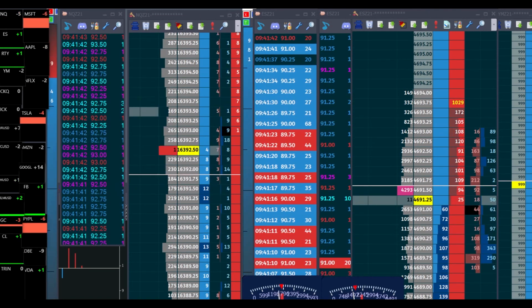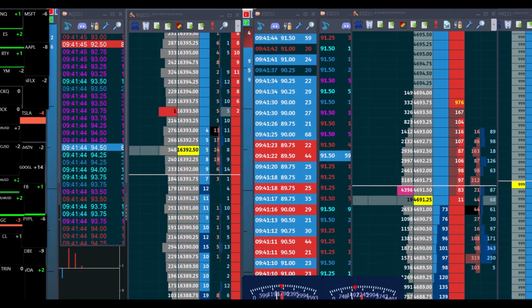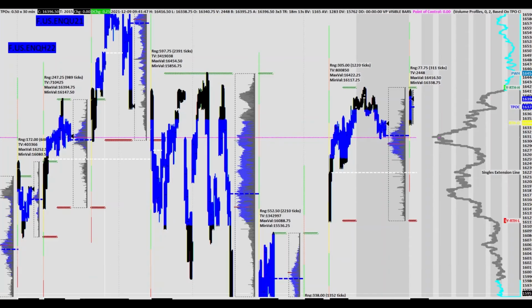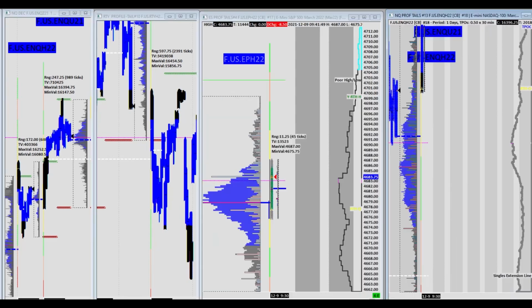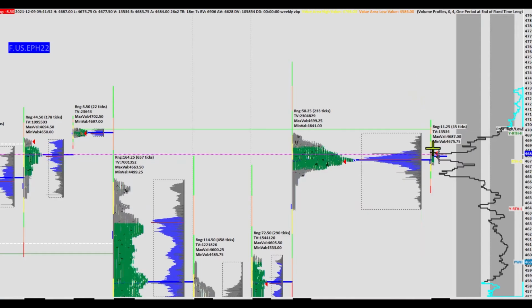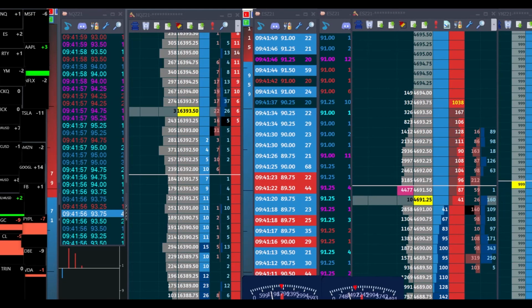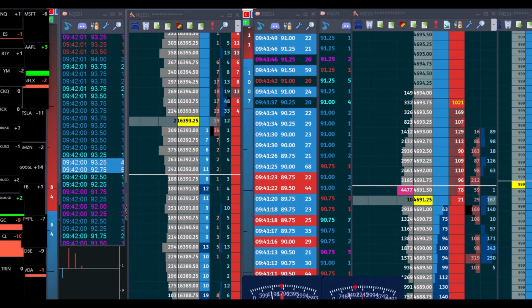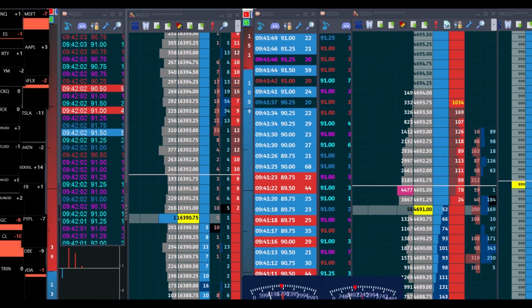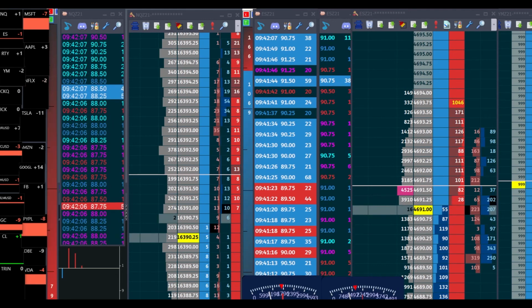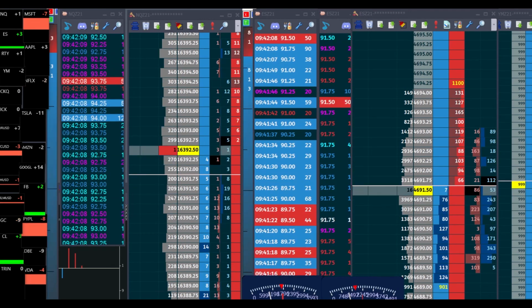So that was pretty much my morning prep. So once again, this is Nasdaq, and then here is ES. Made some trades already, so let's see if we can get anything going here.